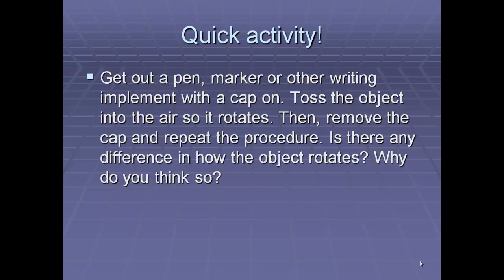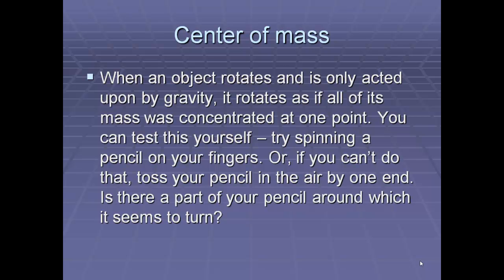That is, is there any difference in the point within the pen or pencil that changes as the object rotates when you have the cap on or the cap off? There should be a difference. Putting the cap on the pen or pencil ends up changing where its center of mass is. It makes it so the pen or pencil is no longer something that is uniform. That is, something that has a symmetrical shape with an even distribution of mass.